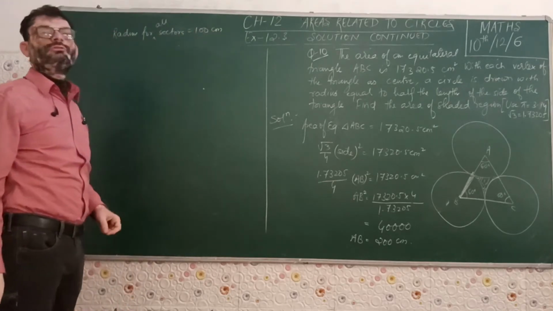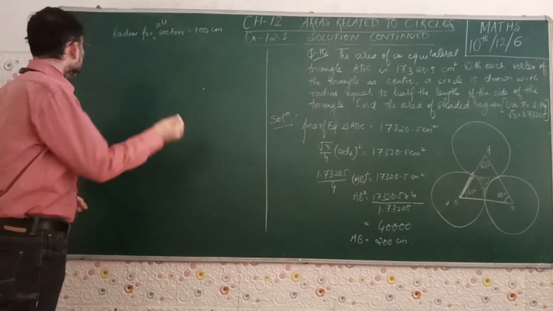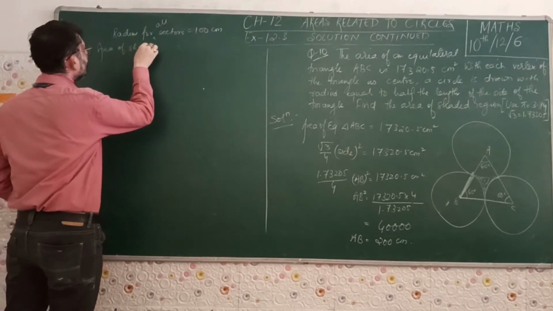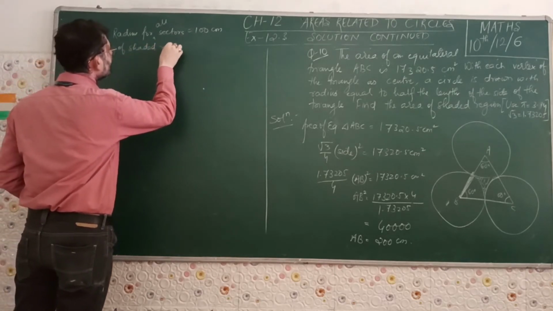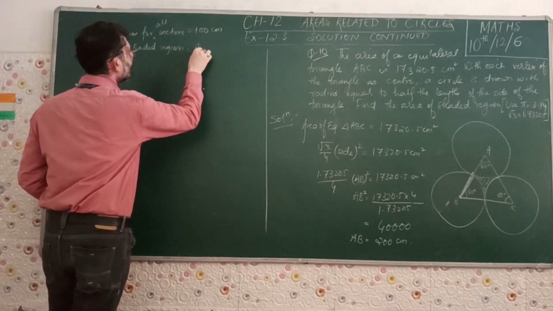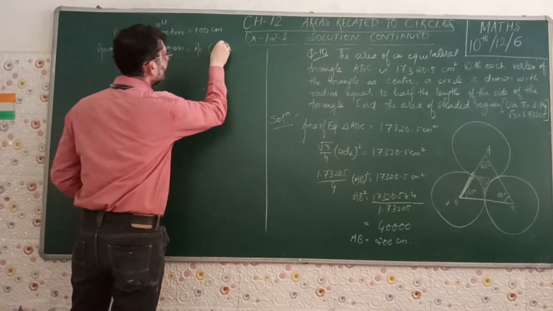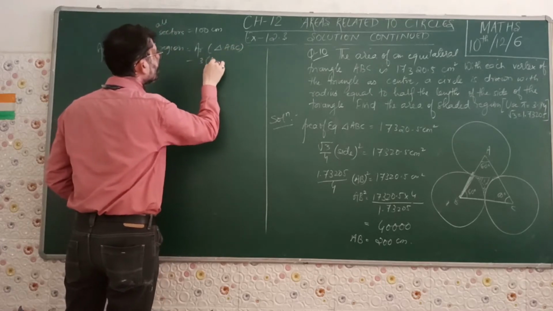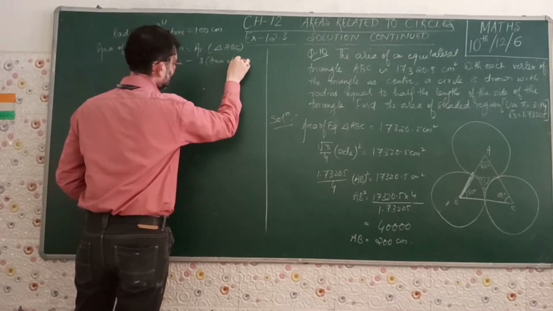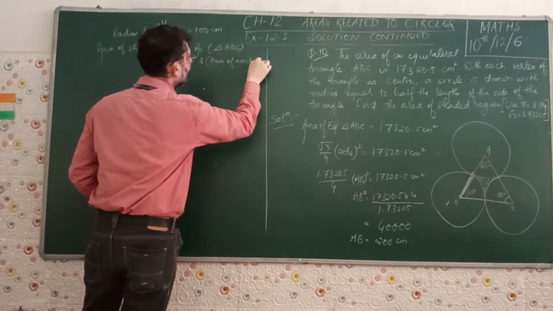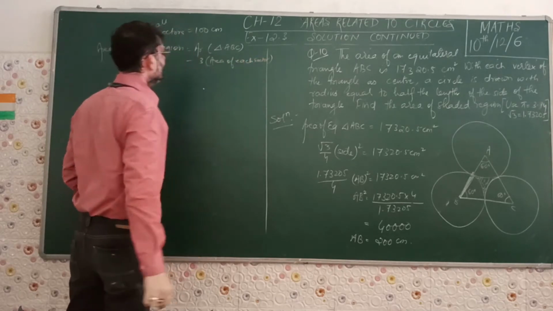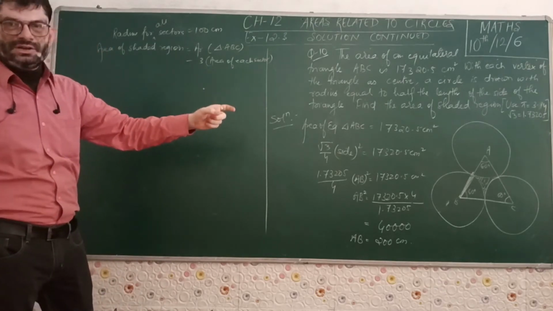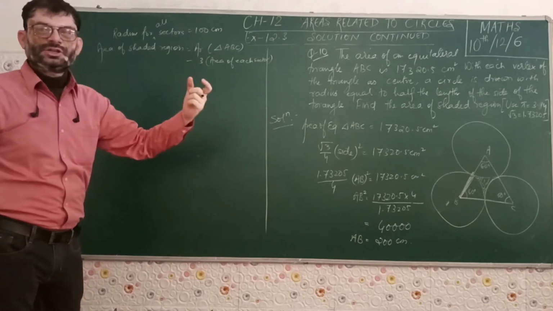Now we'll be moving on to find the area of the shaded region. We have discussed earlier also, as I have explained, that area of shaded region is area of the equilateral triangle ABC minus 3 into area of each sector. That is, we are taking the area of the triangle minus the unshaded region and we will be getting the shaded region.